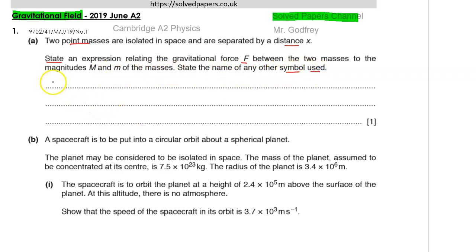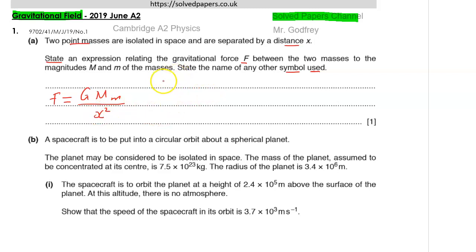Of course, this is the equation that we all know too well. The equation is F, that is the gravitational force F, is equal to the universal gravitational constant G times the mass of one of the point masses times the mass of the other, and this is divided by the separation distance squared.